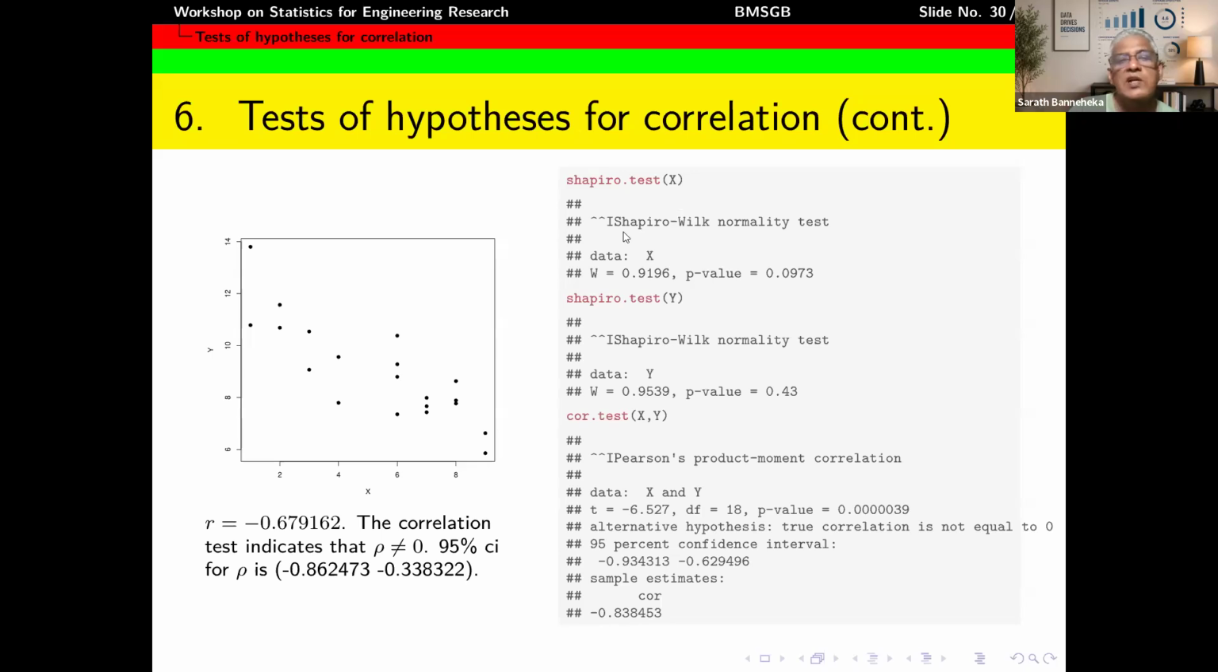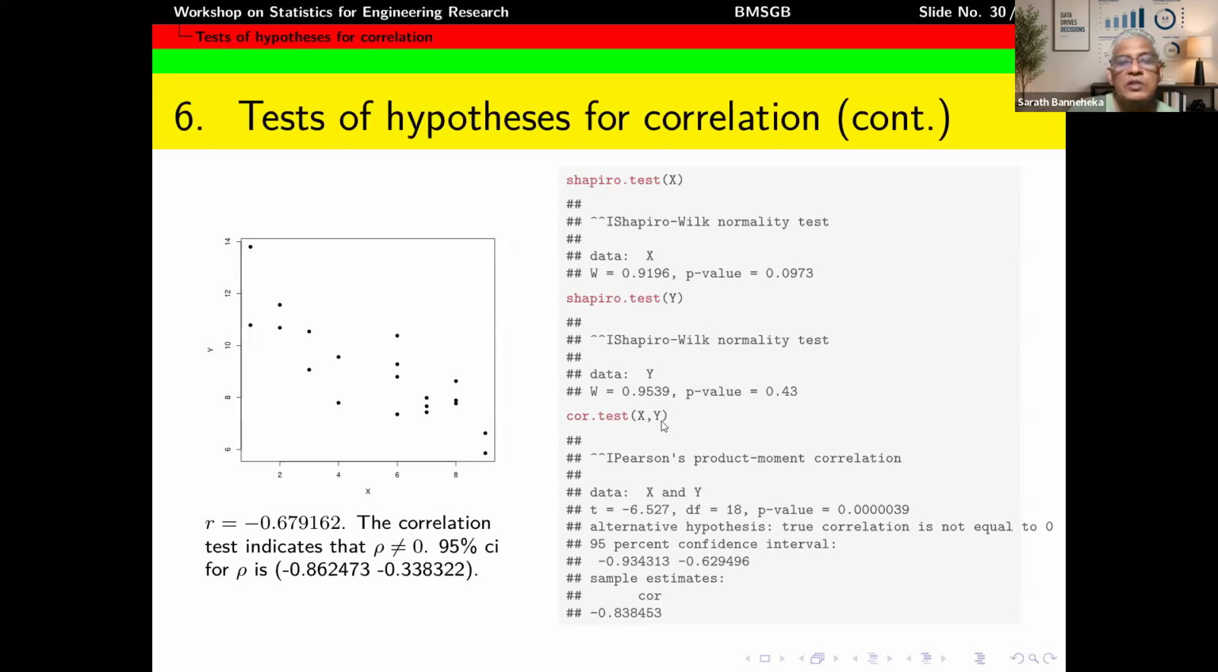So as previously, I looked at whether the X values are normally distributed. Here, the P value is 0.09. So still it's greater than 0.05. Therefore, I will decide that, okay, X is approximately normal. And similarly, for Y values, the normality test gives you a P value of 0.43. So again, I can decide that the Y values are reasonably normally distributed. And therefore, I assume that X and Y are jointly bivariate normal.